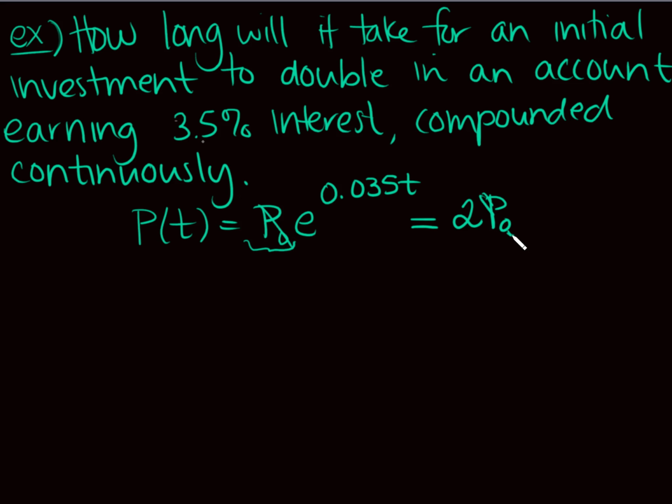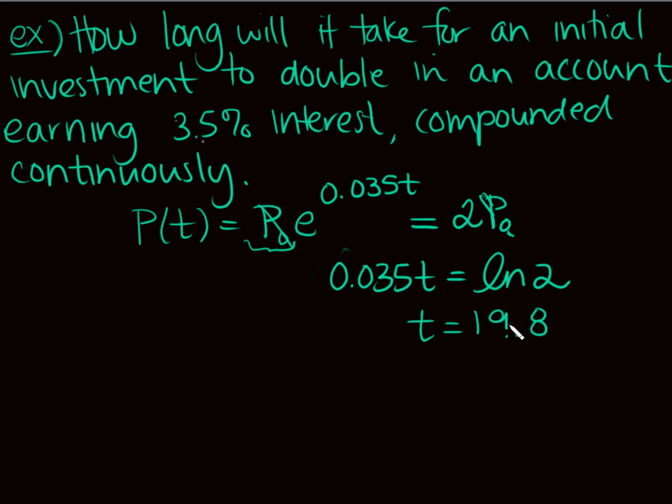Those cancel. I'm going to take the natural log of both sides. Oh, no, I'm sorry, I said to take the natural log, didn't I? I'm not even listening to myself. So I get 0.035t equals the natural log of 2, and then divide by that 0.035. So natural log of 2 divided by 0.035. What is my doubling time for this account? My doubling time for this account is 19.8 years. Again, we don't have to memorize a formula to do that.